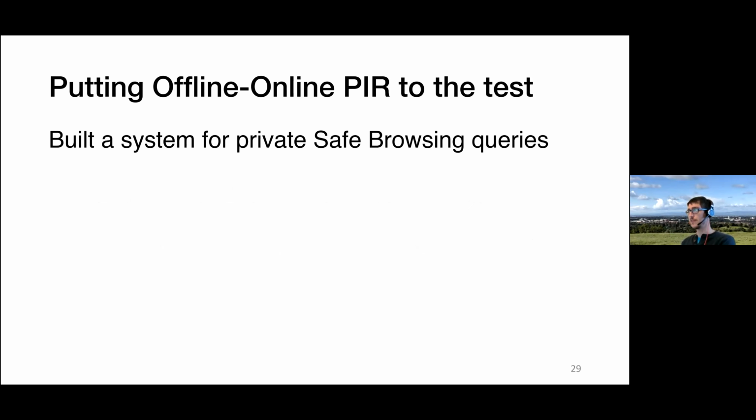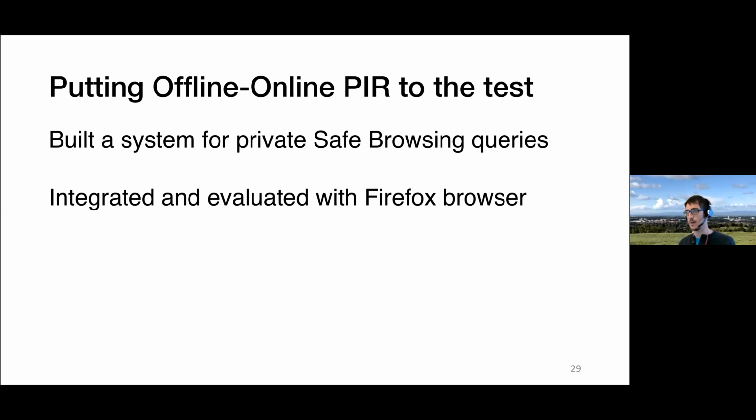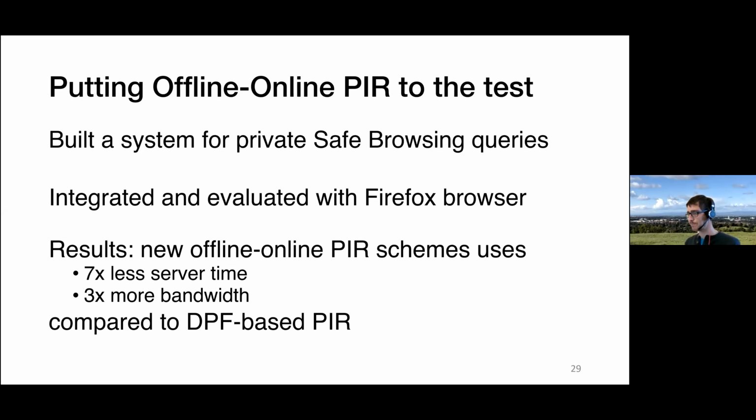So to put this offline online PIR scheme to the test, we built a system for private safe browsing queries. And I'm going to describe what the safe browsing mechanism is in a bit. Then we integrated this PIR system into the Firefox browser, and we evaluated its performance. And we see that this new offline online PIR scheme allows us to use 7x less server time than the state of the art regular two server PIR schemes. But this comes at the cost of 3x higher bandwidth. So you gain a bit, you lose somewhere else. And this is again compared to a DPF based PIR, which are the very simple and very efficient two server PIR schemes.